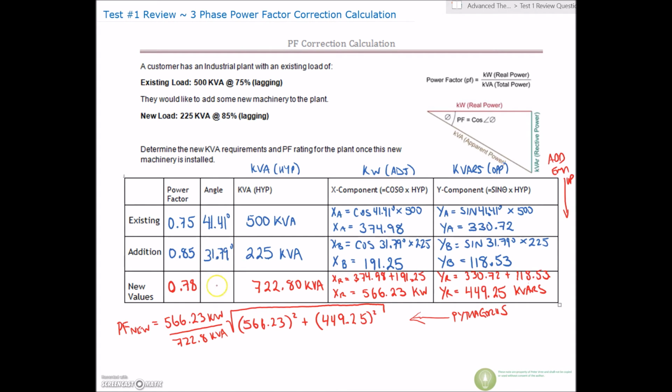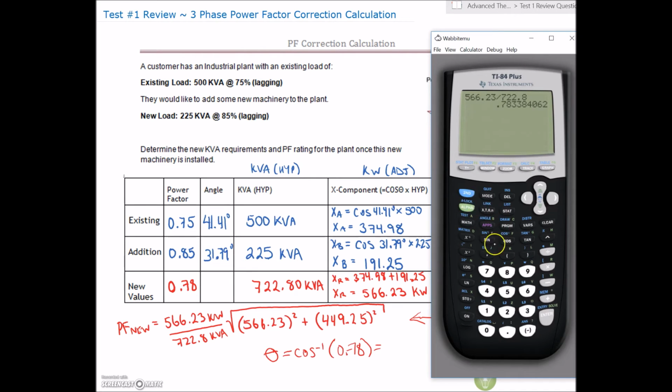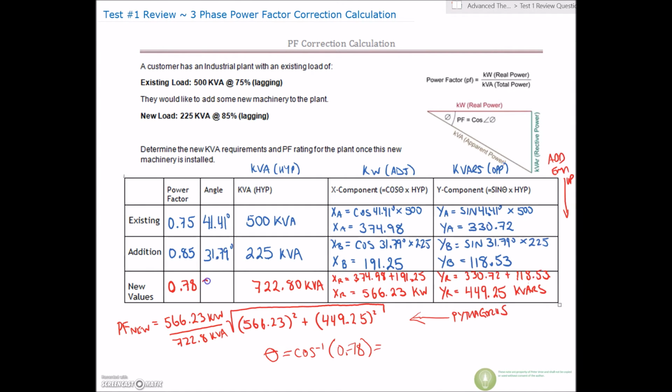Okay, don't worry about the angle here. I mean, if we want, let's find the angle quickly. That angle would be equal to the inverse cos of that power factor at 0.78. So if we find that quickly here, let's clear this out. We'll do second function cos, and we'll do 0.78 for our combined power factor. That angle is going to be somewhere between 31 and 41 degrees. So 38.74 degrees. Okay, that's kind of inconsequential. We're going to use this new combined power factor on the next page.